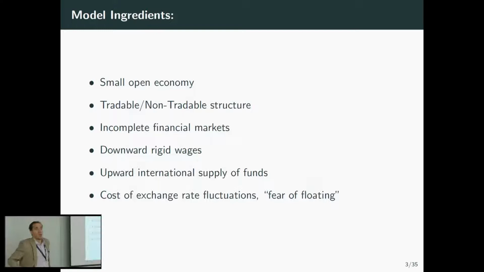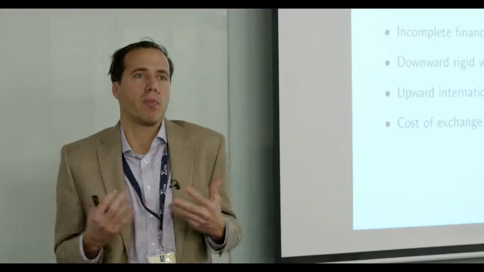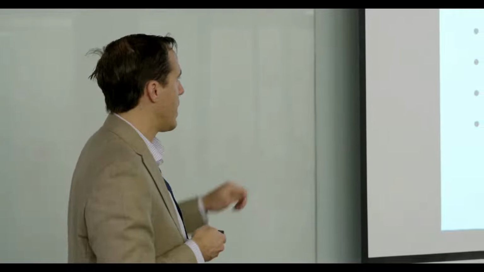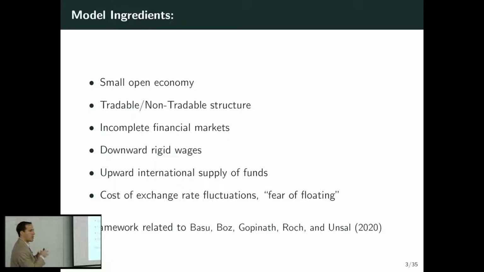Okay, so let me now jump to the model. It's going to be a small open economy with a tradable, non-tradable production structure. There's going to be incomplete financial markets, downward rigid wages, and an upward-sloping supply of international funds. And there's going to be a cost of exchange rate fluctuations that I'm going to refer to as a fear of floating cost, which I'll show you in a bit. Let me also say the framework that we developed here is related to some work at the IMF on the integrated policy framework. There are, of course, some differences, but there are some similarities as well.